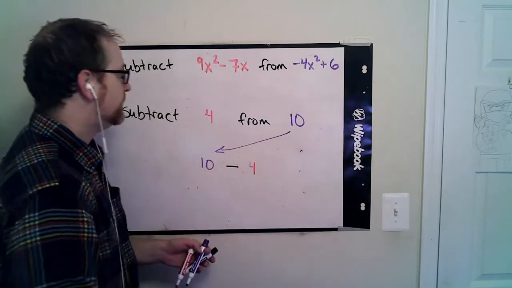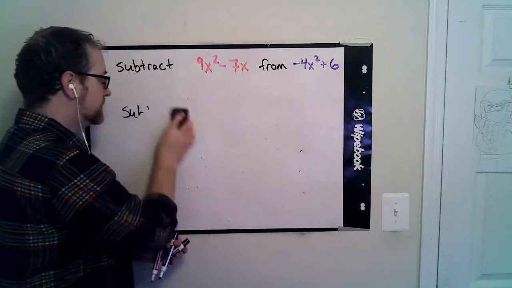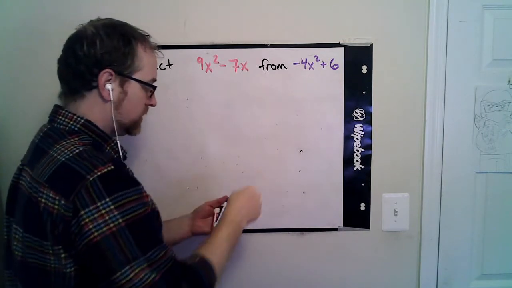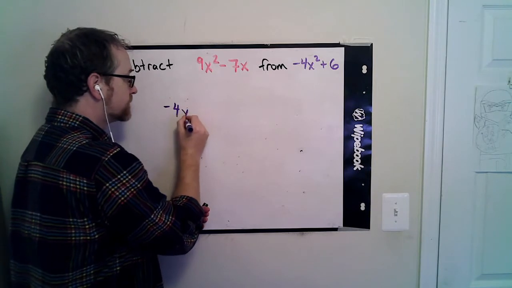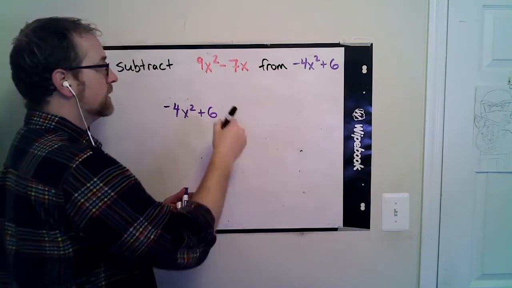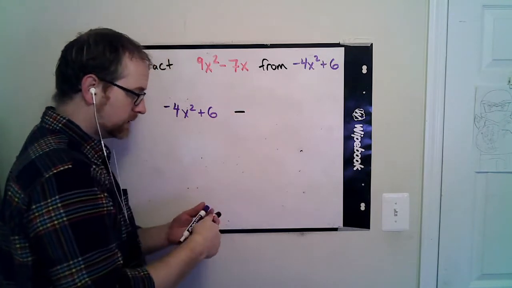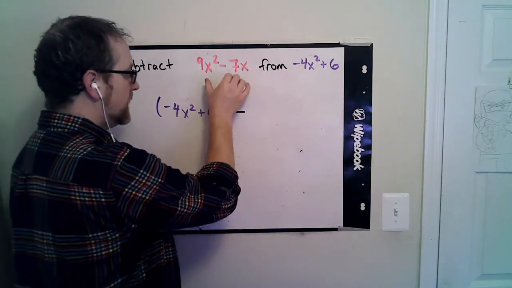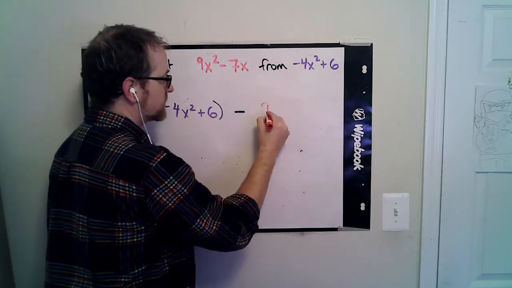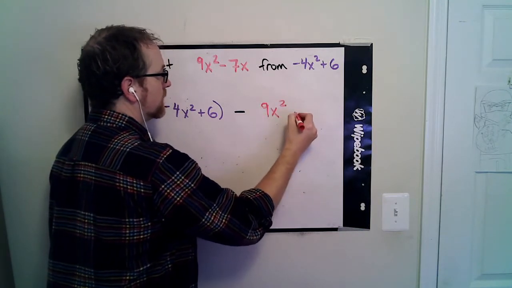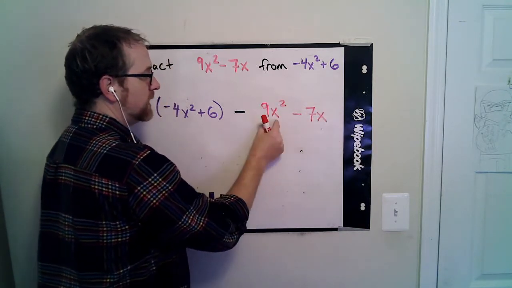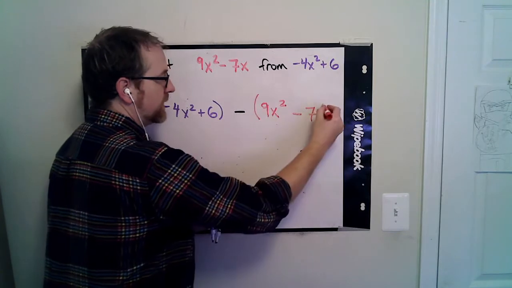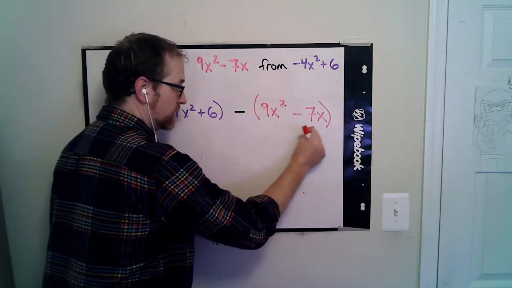Okay? So the same thing is happening in the original problem above. We're starting from this number, or this expression, so we'll write that first. And then we're subtracting. You could put this in parentheses or not, it doesn't matter. But now we're subtracting not just the 9x squared. If I wrote it without the parentheses, I would only be subtracting the 9x squared, but I'm also supposed to be subtracting the negative 7x. So I have to put parentheses around this so that the subtraction sign applies to both of those things.